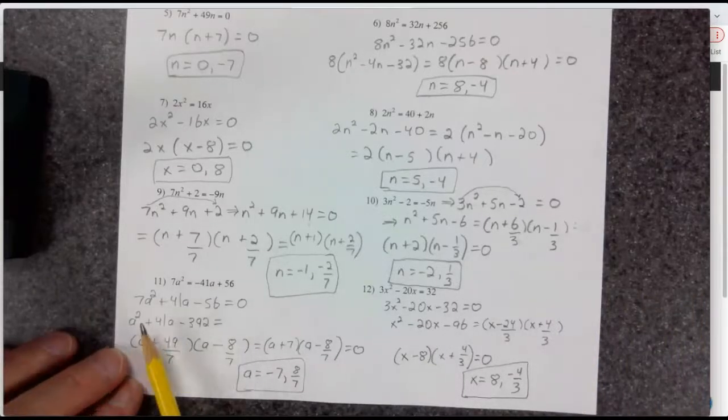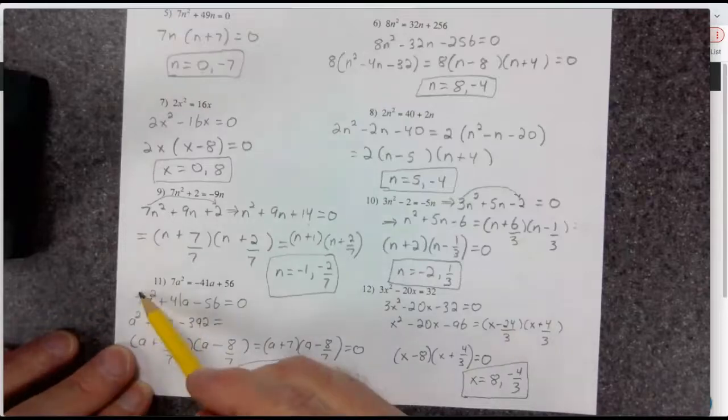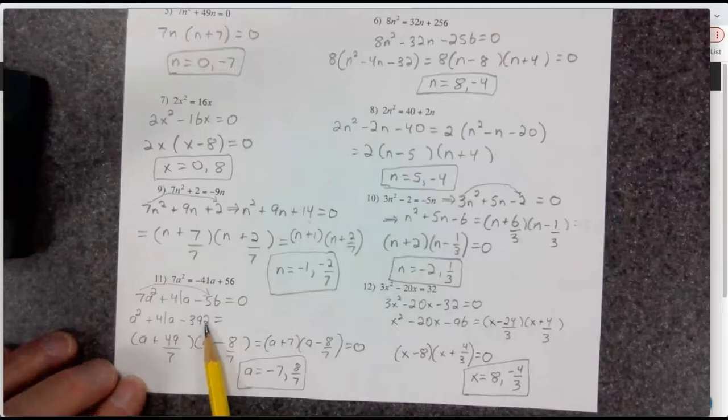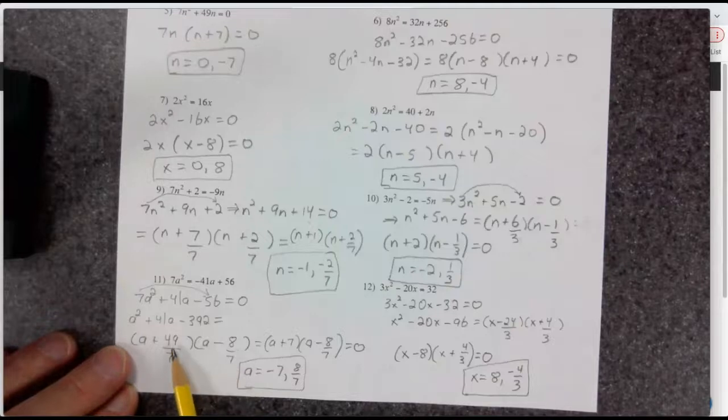All right, number 11. Same thing, guys. Standard form first by adding 41a and subtracting 56 from both sides. It was negative 56, positive 41a. I had to slide back the 7. It's kind of a tough factor with 392, but I found it, 49 and 8. Divided both by the slide, 7. This became 7, 49 over 7. This was just 8 over 7. Leave it alone like that.